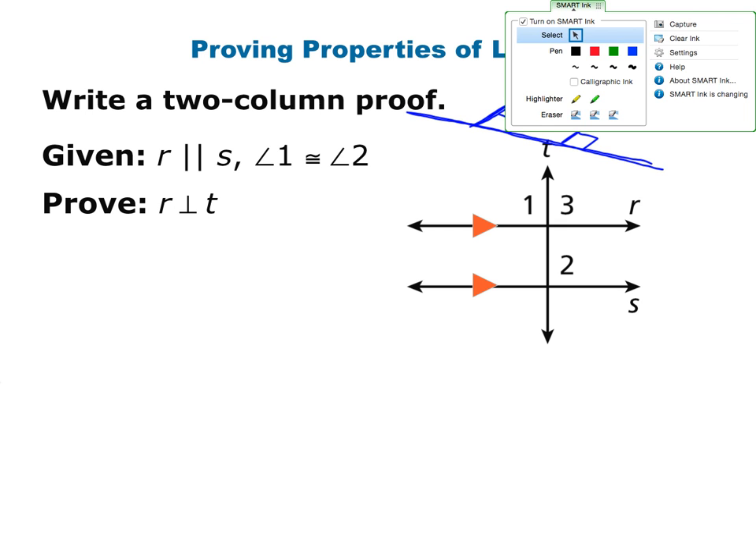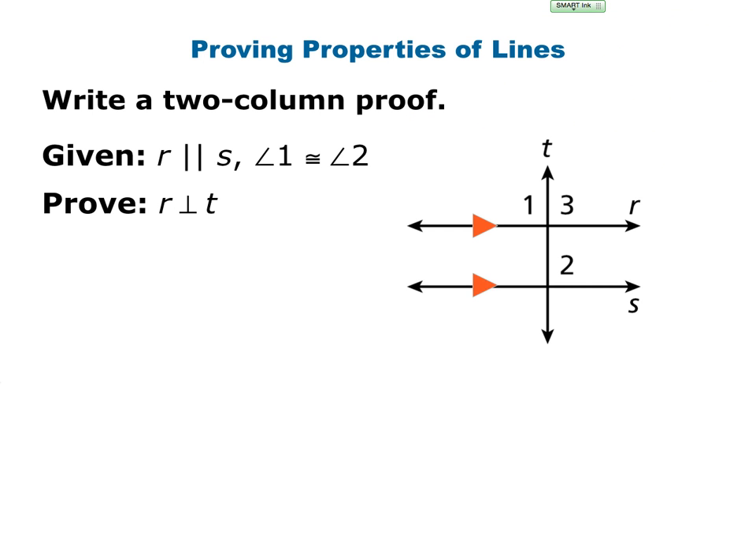All right, let's do an actual proof. Let's put it on your notes, either to the side of those constructions or on the back side of the page. Let's write down a proof that involves one of these new theorems, a two-column proof. We are given R and S parallel and angle 1 congruent to angle 2, and we're trying to get R and T perpendicular.